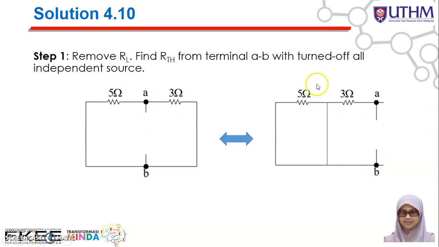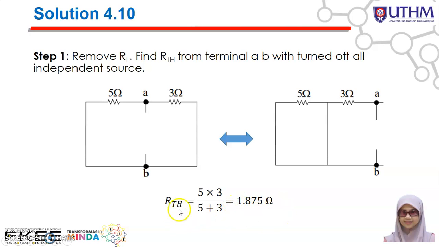Okay, so you have a 5 ohm in parallel with 3 ohm. Okay, so what is the R equivalent at this point? Basically it is equal to 5 ohm parallel with 3 ohm. So 5 multiplied with 3 divided by 5 plus 3 equal to 1.875 ohm.